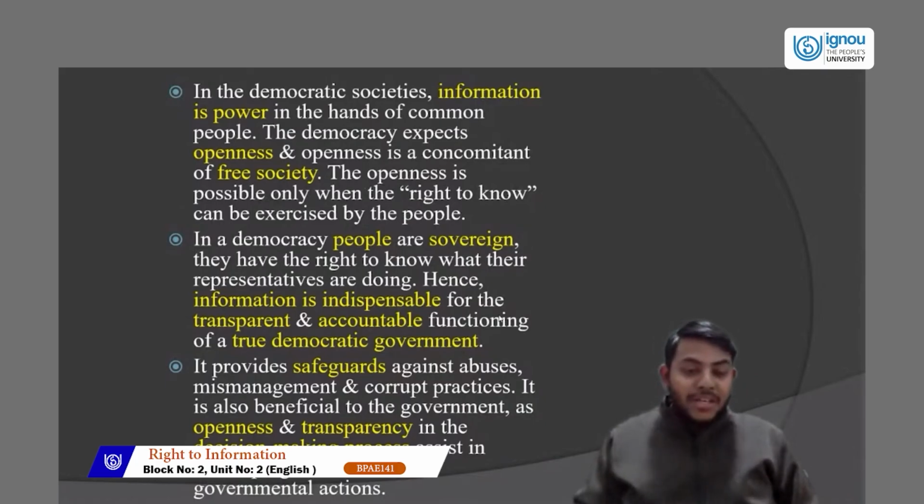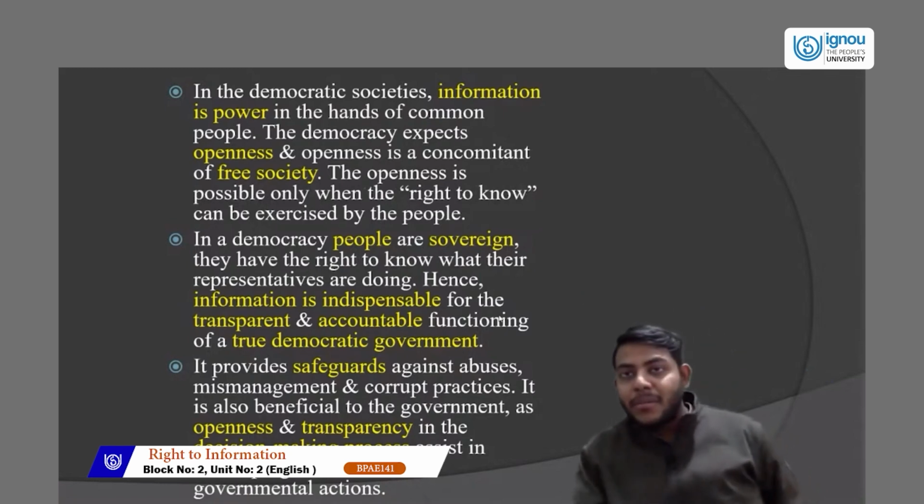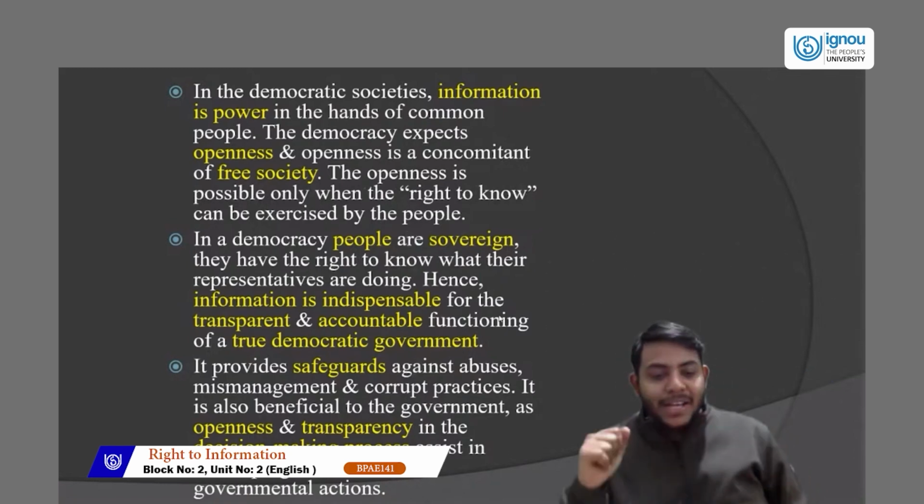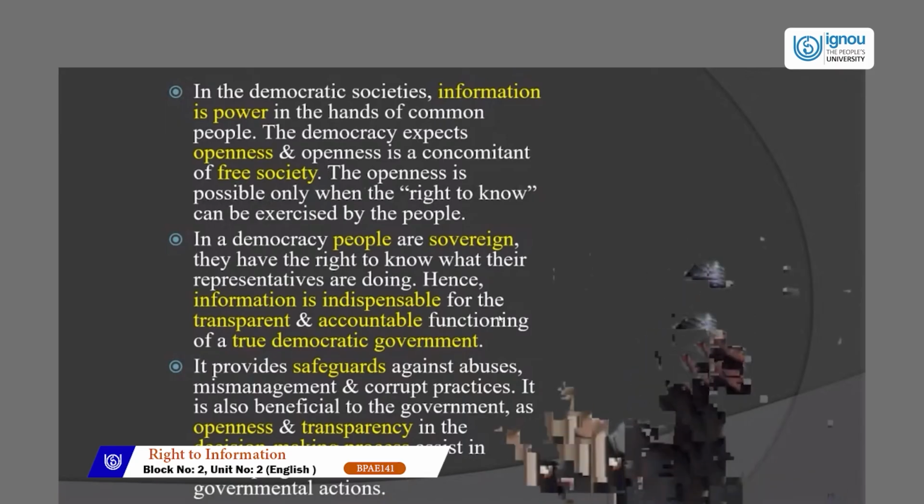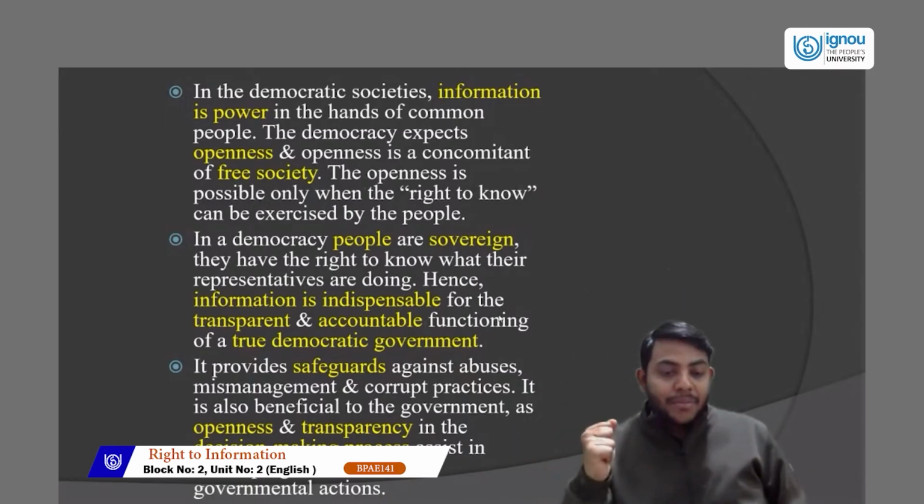And information is also beneficial to the government as well, because openness and transparency in the decision making process help in developing citizens' trust in the governmental actions. So information not only benefits the people, but it also benefits the government, and it helps in developing the citizens' trust in governmental actions, and it further enhances the decision making process.